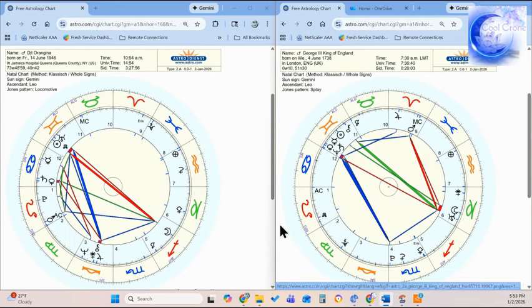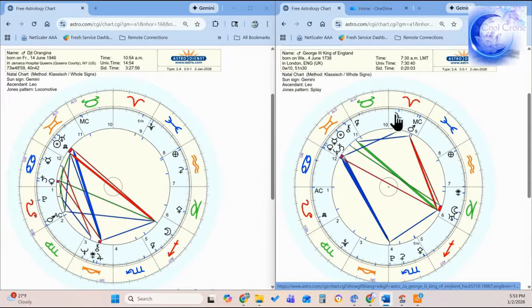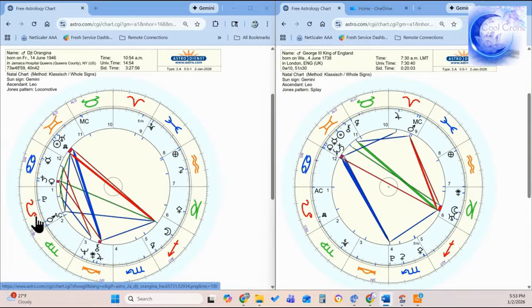Another instance of commonality between these two charts is the involvement of Mars. For Donnie, the Mars is conjunct his ascendant in Leo. And for George, Mars is conjunct his midheaven in Aries. Now, both of these places in one's chart, the ascendant and the midheaven, are very sensitive points in the chart.